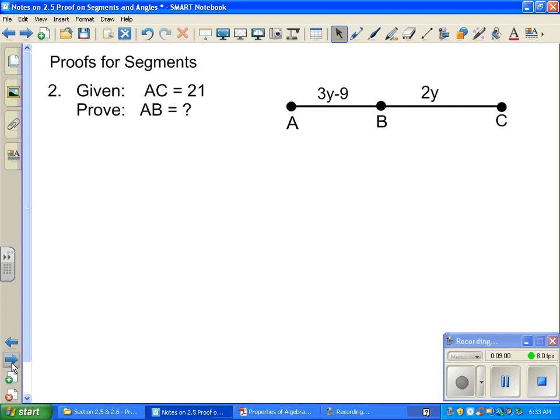But the given in this problem says from A all the way to C, and that's something sometimes you might want to mark on your picture. All the way over here is 21. So when I put the 2 of them together, I get 21.